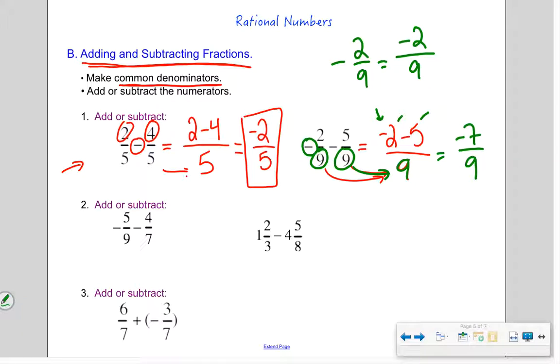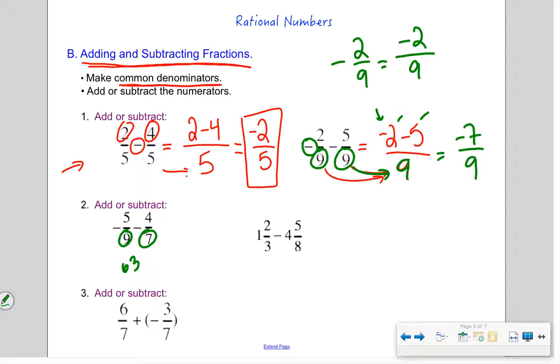Okay, so if you're ready, we're going to move on to some with different denominators. The procedure is still basically the same. We just have to take this first step and make common denominators. So 9 and 7. Not a lot of things that 9 and 7 have in common. They're both odd numbers. 7 is a prime number. So really my common denominator here is going to be 63.